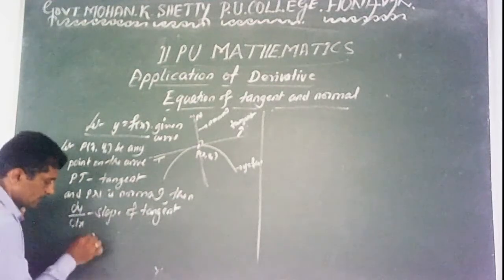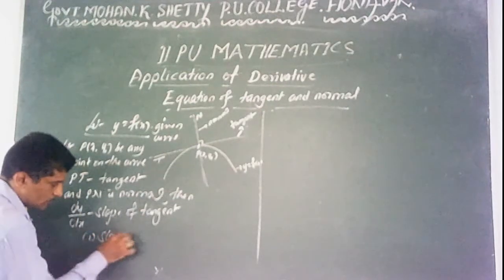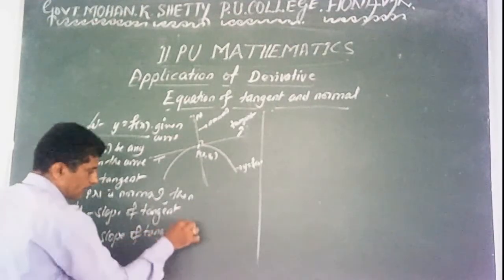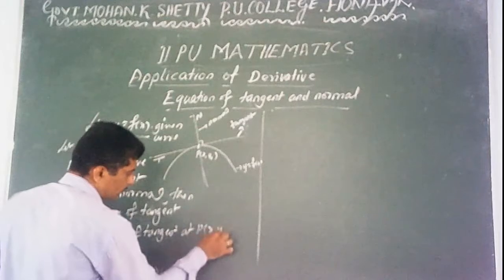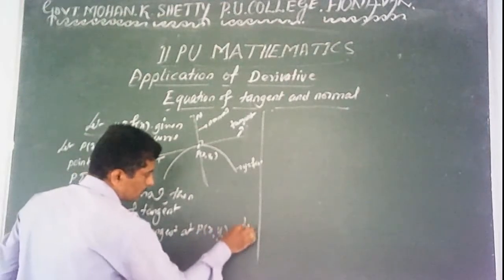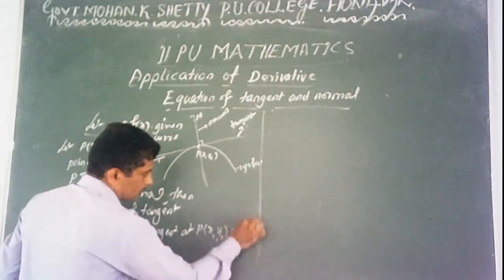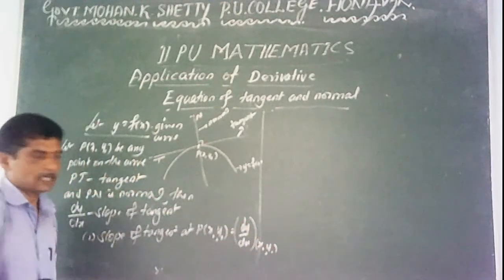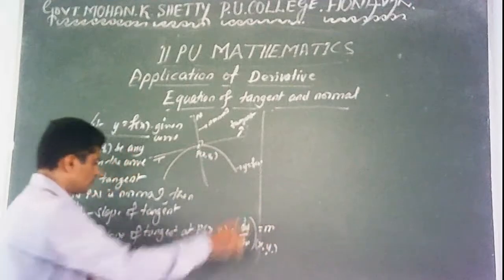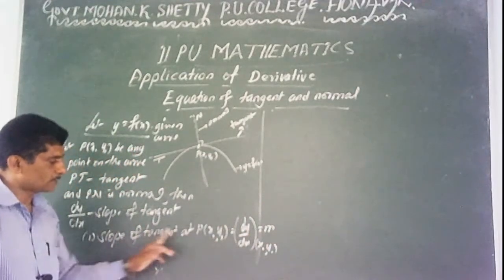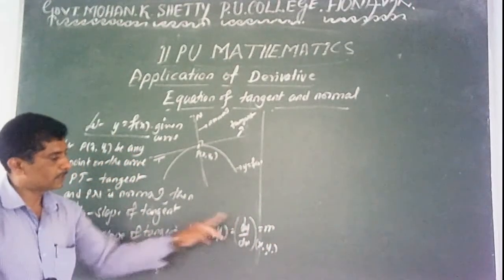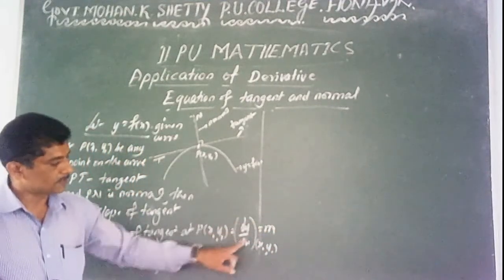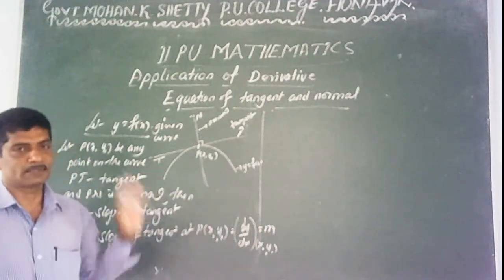Therefore, the first one: slope of tangent at P x1 comma y1 is exactly equal to dy upon dx, the value at the point x1 comma y1. That is the slope of the tangent to the curve. Slope of tangent at the point P x1 comma y1, you say this value is m.